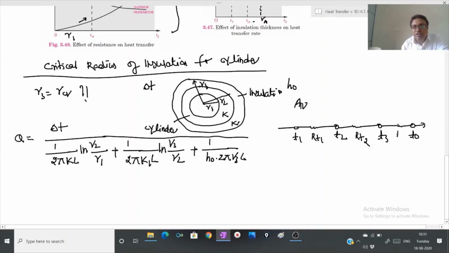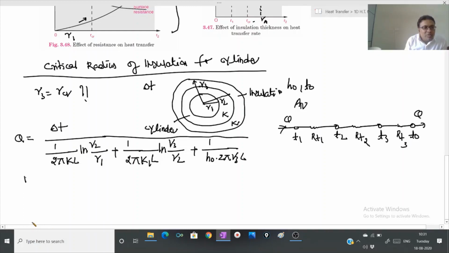T0 is the outer temperature of air. And this will be the rate of heat transfer. Now what happens? In order to find out for what value of R3 it will become the critical radius, we have to apply the condition of maxima.